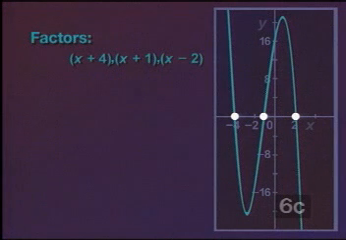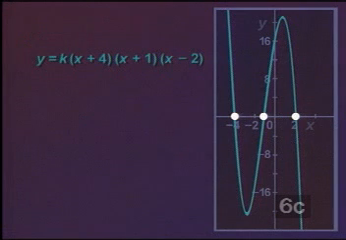Notice that each factor occurs only once because the graph goes directly through each point. Each zero has multiplicity 1. However, to determine the exact or unique equation of the polynomial function represented by the graph, some more information is needed. The polynomial function could be written as y equals k times (x plus 4) times (x plus 1) times (x minus 2), where k is some constant. It is this value k that makes the function unique.